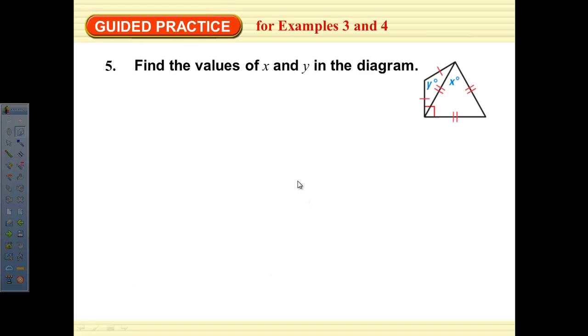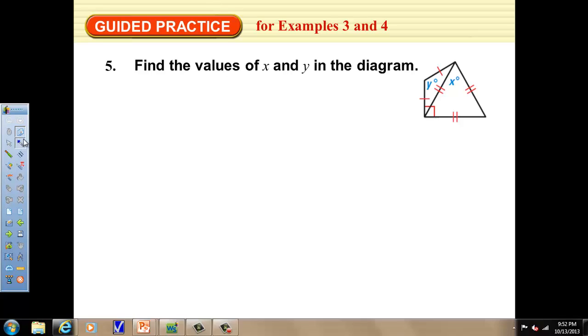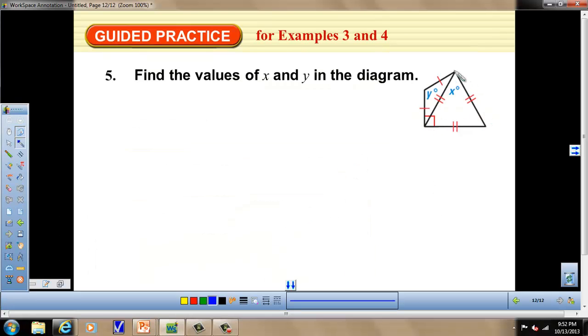Alright, for this last problem, we want to find x and y. If we look at this triangle right here off to the right, we can see that that is an equilateral triangle, therefore each of these angles is 60, so we can say that x is equal to 60. Then, since that's 60, this is 60 down here as well, and since there's a right angle here, we know that this angle is 30. We also know that this angle is 30 up here because this triangle is an isosceles triangle.